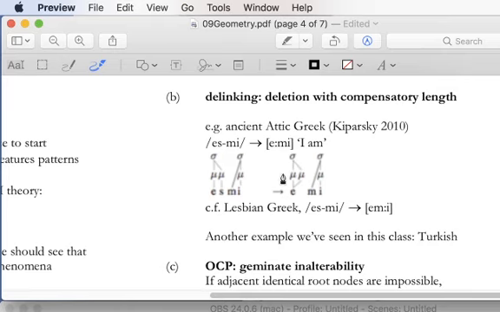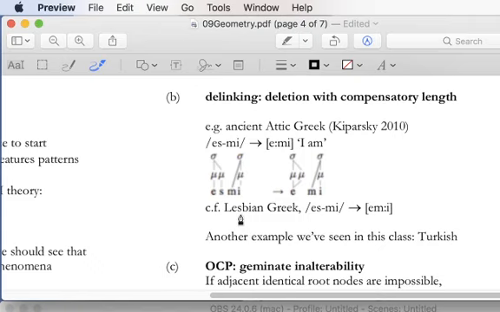What happens here is that you can't have this s-m cluster in ancient Attic Greek, and so the s features delink. So these are root nodes, these IPA characters here. They're associated with moras that are inside a syllable. This is basically the time slots associated with them.